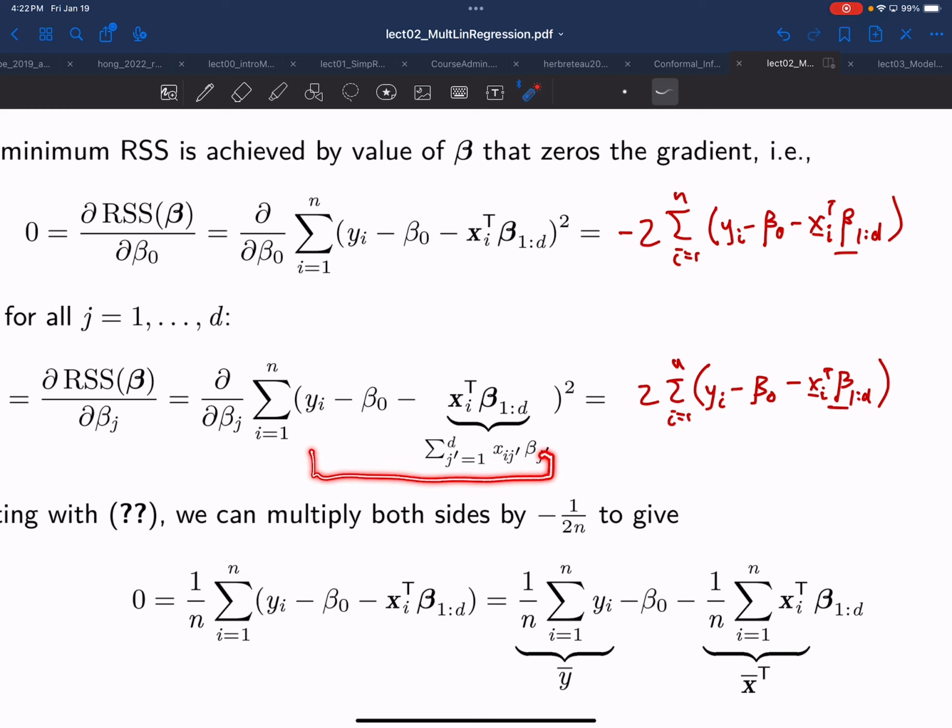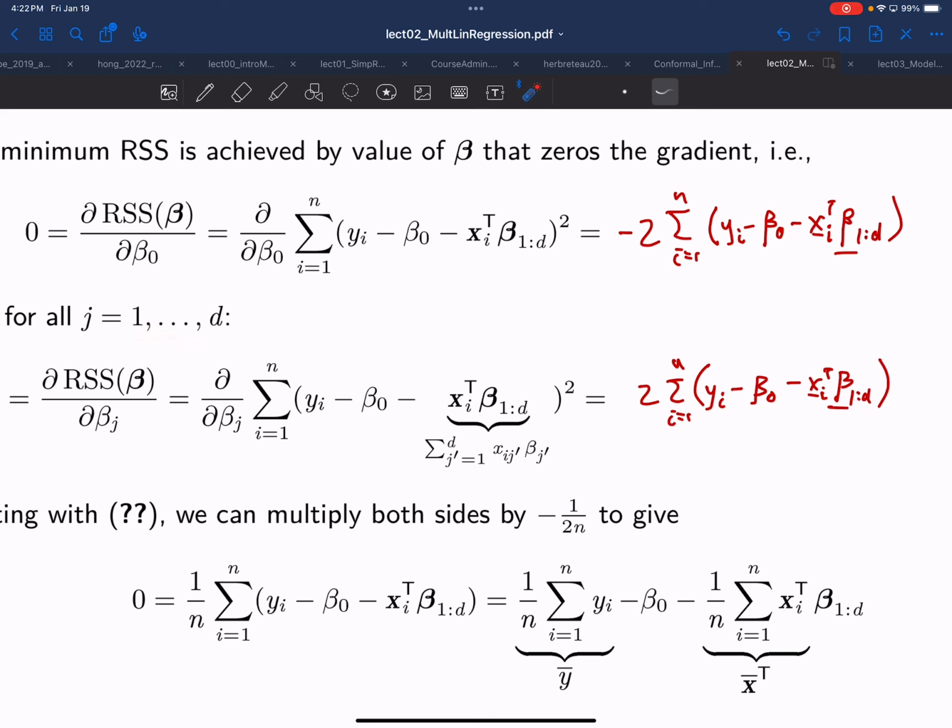So x, this is a vector. That's not what we want. We want to use something related to this. Okay, so you're right to realize that these are not involved. These do not depend on beta j when j is in this range.